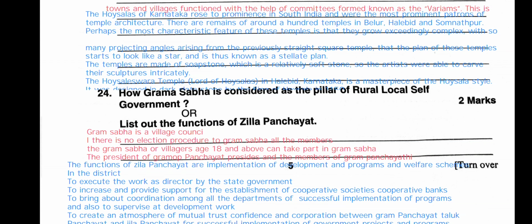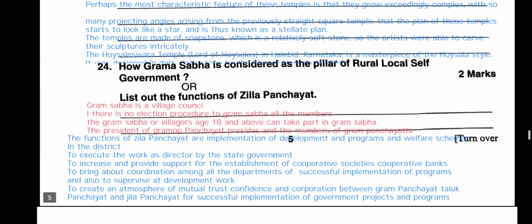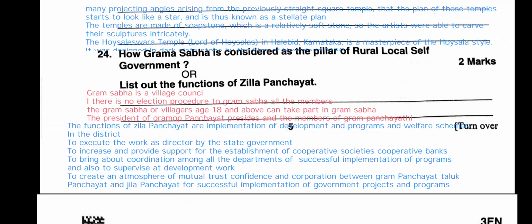How is Grama Sabha considered the pillar of rural local self-government? Grama Sabha is a village council. There is no election procedure for Grama Sabha. All the members of the Grama Sabha are villagers aged 18 and above, and can take part in Grama Sabha. The president of Grama Panchayat presides over the members of Grama Panchayat.